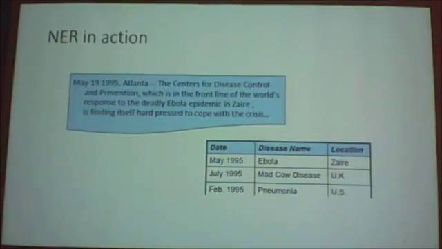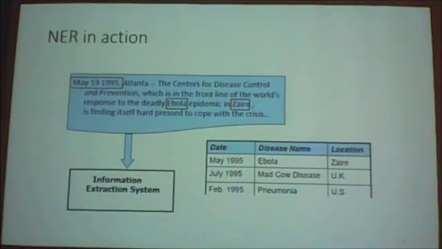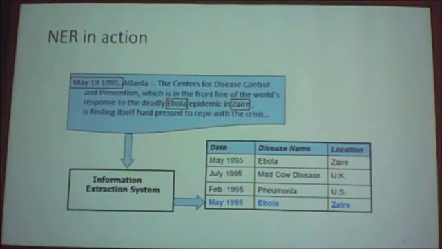So, here's an example of how name entity recognition works. This is the raw document, which serves as the input. Then, the name entity recognition will recognize the entities that we are interested in, which in this case is the date, the disease name, and the location. And after you recognize the entity, then you will record it down for various usage later on.